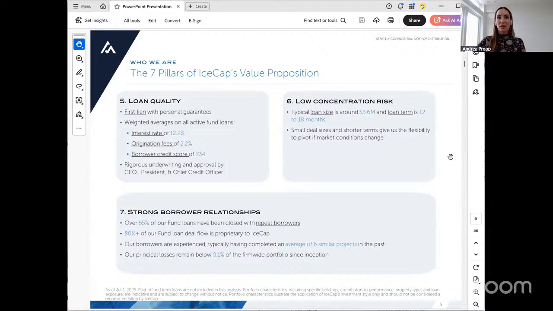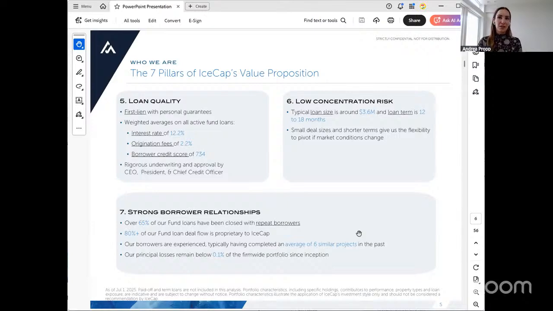Our loan quality is still excellent. We are first lien with personal guarantees on our loans. And our interest rates on average across the portfolio are 12.2% with origination fees of 2.2, while still maintaining high quality borrowers and high quality projects. So average FICO scores of 734. And then we've got an extremely robust origination and risk management process, which I will have Ezra go through.